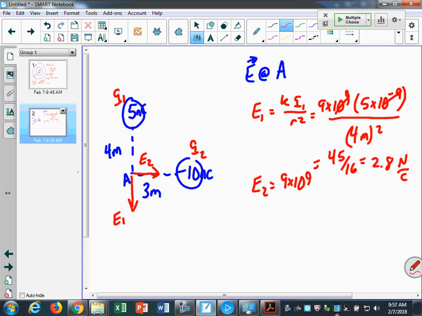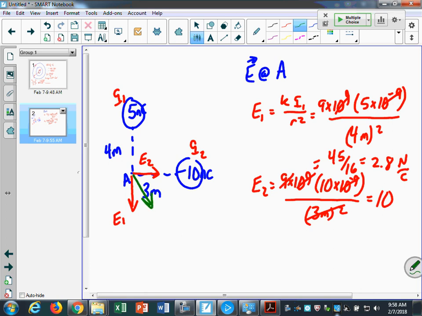And then E2, I do exactly the same. 9 times 10 to the ninth. The charge is 10 times 10 to the minus 9. Notice I left the negative sign off. In fact, on your equation sheet, you'll see little absolute value bars around that Q value, divided by the distance, which is 3 meters squared. That cancels with that cancels with that, and just leave me with 10. And then if I want to know the net electric field, it's going to be a vector that looks like that. E, the magnitude, is the square root of 2.8 squared plus 10 squared.